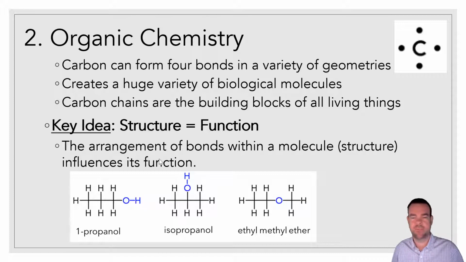So why is that? It's because of the way the electrons are shared amongst the atoms within the molecule. In the case of 1-propanol and isopropanol, they've got these OH groups. What's happening is the oxygen, being more electronegative, is sucking the electrons from the hydrogen, meaning that this is slightly positive. And so because of those slightly positive hydrogens, those molecules are actually going to dissolve in water.